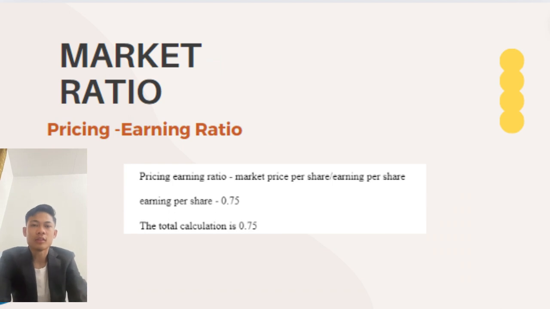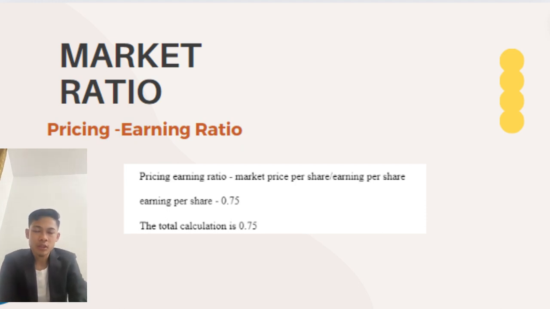So the last one is the price earnings ratio, which in short is PE, calculated by dividing a company's market price per share by its earnings per share. It is a crucial financial metric. It helps assess whether a stock is overvalued or undervalued, reflects market expectations for future growth, and aids in comparing companies within the same industry.